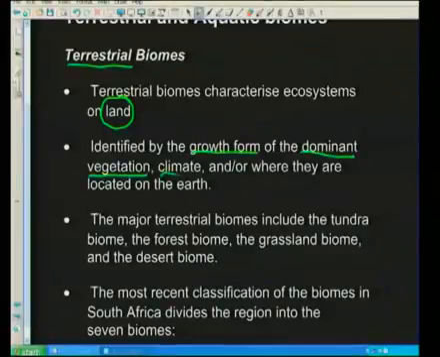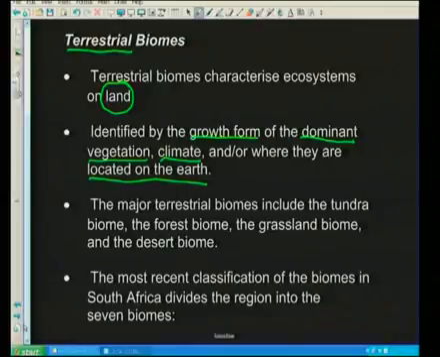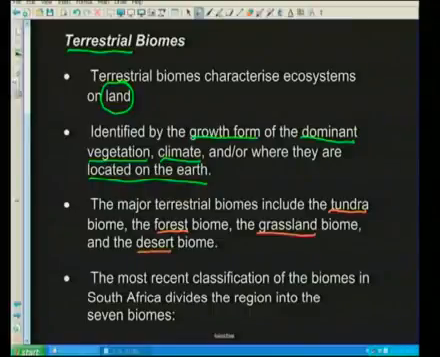Then the climate, as we said, is determined by the rainfall and by the temperature, and where it's located on the earth. Where is that biome found on earth? All right, the major terrestrial biomes, as I have said already, and this is a repetition: the tundra, that's the Arctic region where there's lots of snow, the forest biome, the grassland biome, and then the desert. Now we're going to look at each of those biomes in more detail.